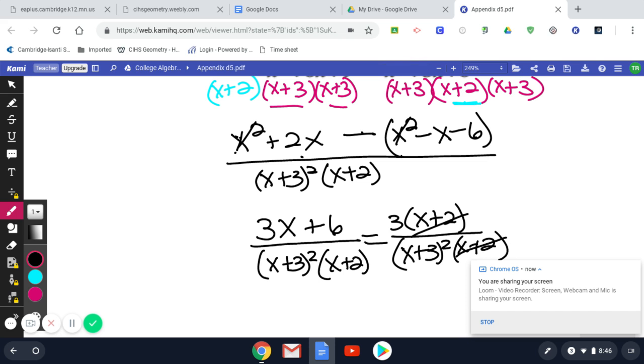My x plus 2's cancel. That's going to leave me with 3 over (x plus 3) squared. And that's my answer.